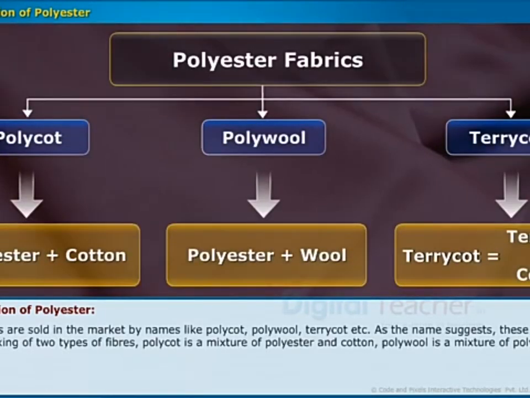Fabrics are sold in the market by names like polycot, polywool, terrycot, etc. As the name suggests, these are made by mixing two types of fibers. Polycot is a mixture of polyester and cotton. Polywool is a mixture of polyester and wool. PET, polyethylene terephthalate, is a very familiar form of polyester.